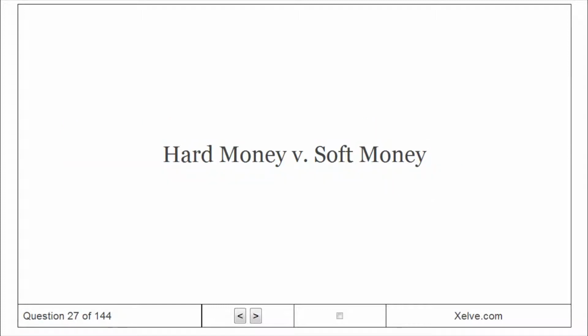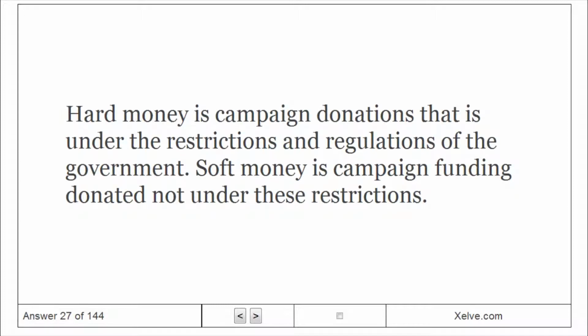Hard money versus soft money. Hard money is campaign donations that are under the restrictions and regulations of the government. Soft money is campaign funding donated not under these restrictions.